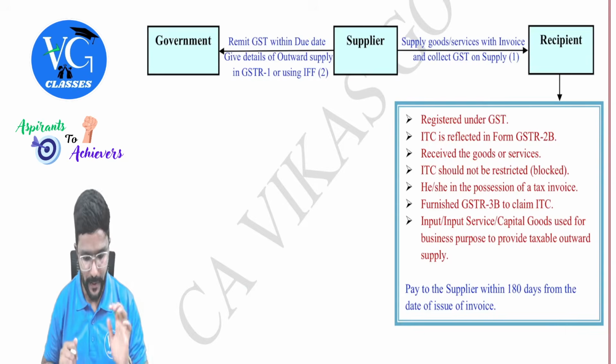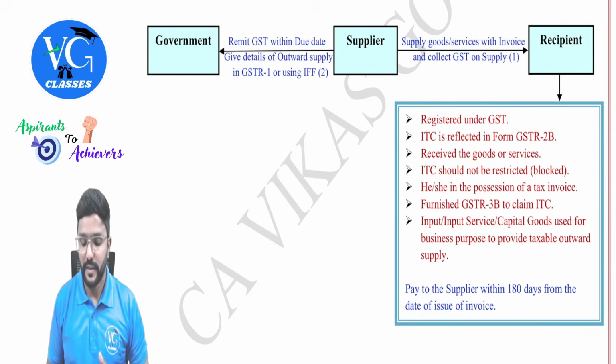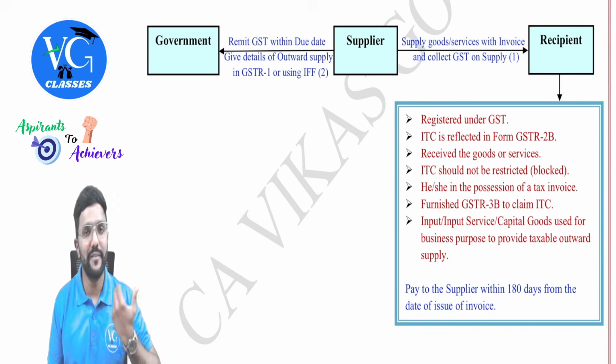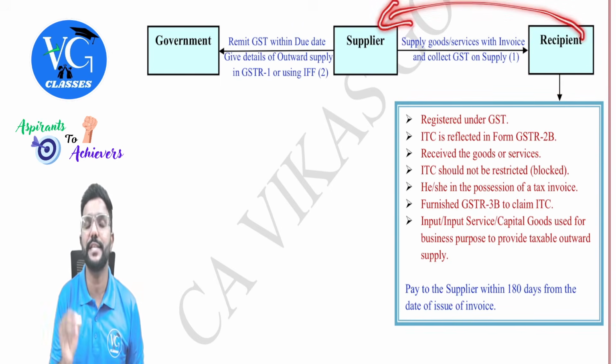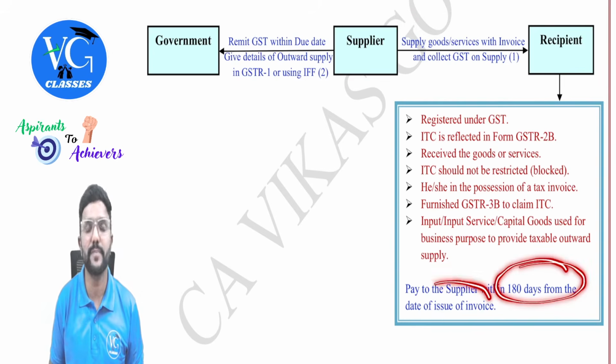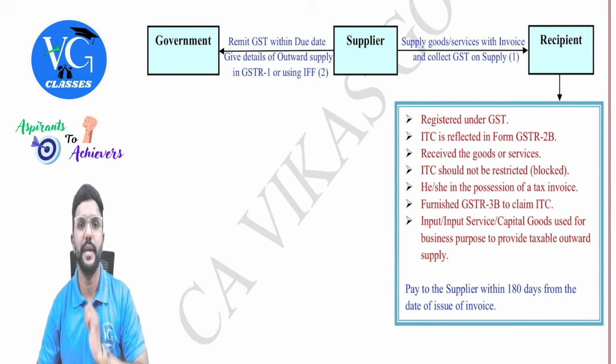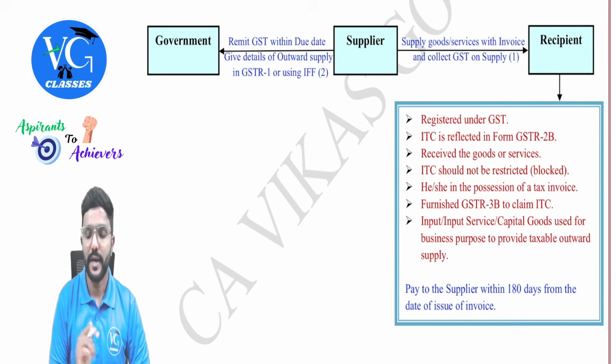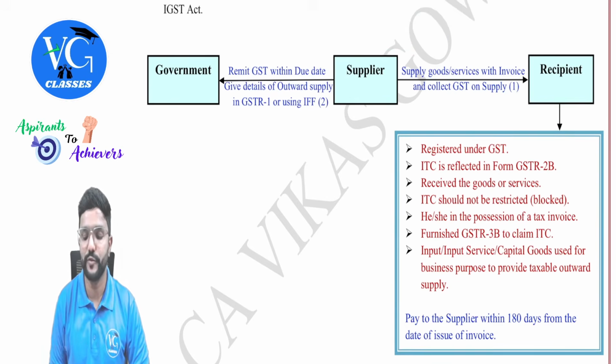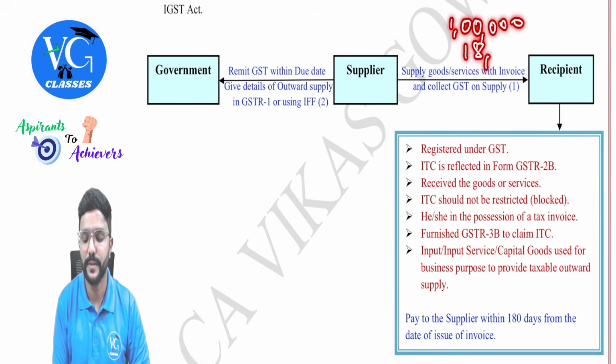Got it? Yes, sir. Okay. Then there is a proviso telling if the recipient has purchased any goods or availed services on credit basis, he should make sure that he is paying the consideration to the supplier within 180 days from the date of issue of invoice. Within 180 days from the date of issue of invoice. So for example, assume guys the supplier has supplied the goods to the recipient for 1 lakh on which GST is 18,000. So the total invoice price is 1 lakh 18,000.